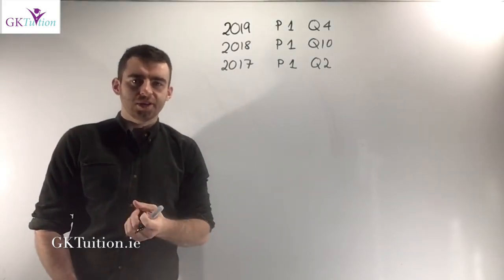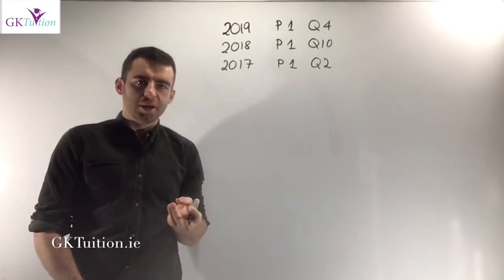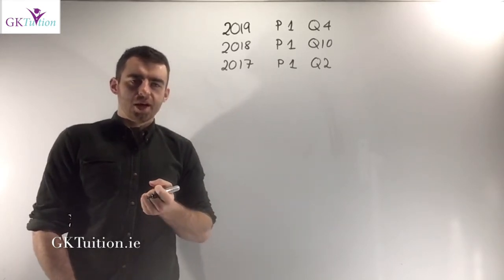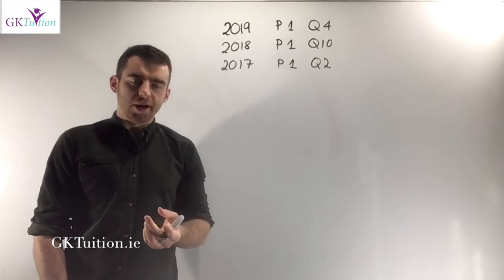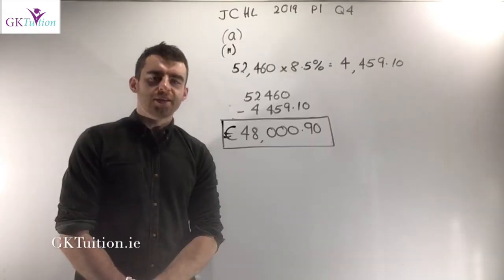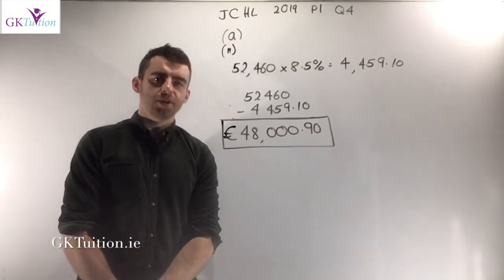So we're going to look at currency exchange, we're going to look at distance, speed and time, and we're going to look at ratios. Then I'll give you a few more exam questions to practice for next week. Okay, so let's start with 2019 paper 1 question 4.